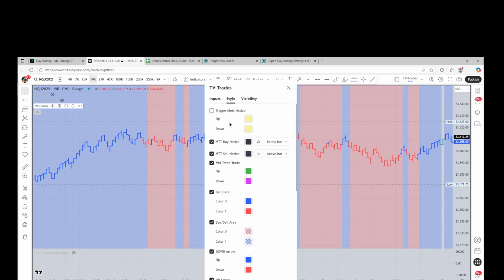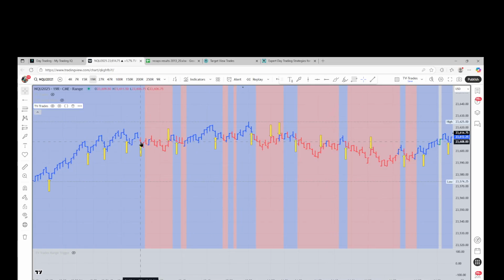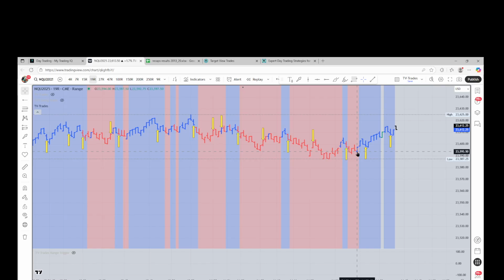Now, you'll see that the bar color here is usually red when the background color is red, and it's usually blue when the background color is blue. But you'll also see right here, we have blue on a red background, or red on a blue background, like this. That is usually going to happen right before the background color changes. It usually gives you a heads up that the background color is about to change on the next bar. Why is that important?